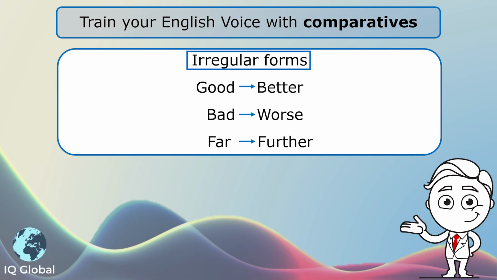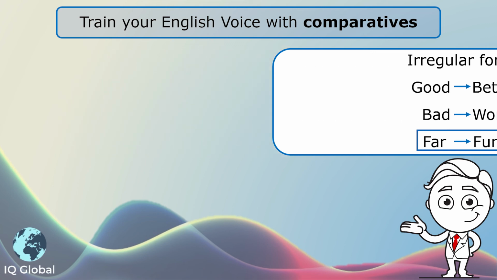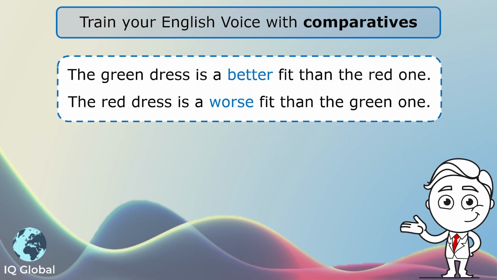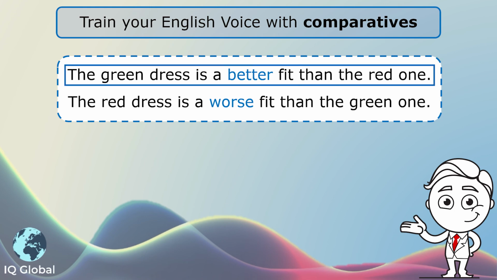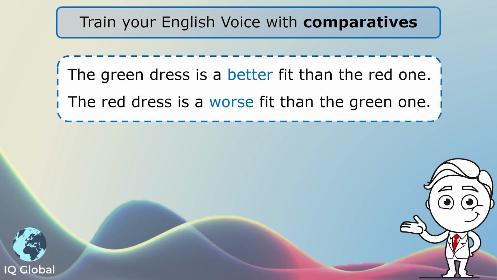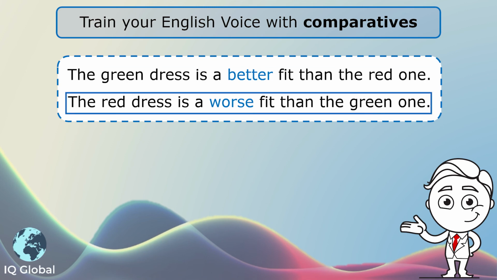Next we have irregular forms. Good changes to better, bad changes to worse, and far changes to further. Have a look at sentence 1. The green dress is a better fit than the red one. Sentence 2. The red dress is a worse fit than the green one.